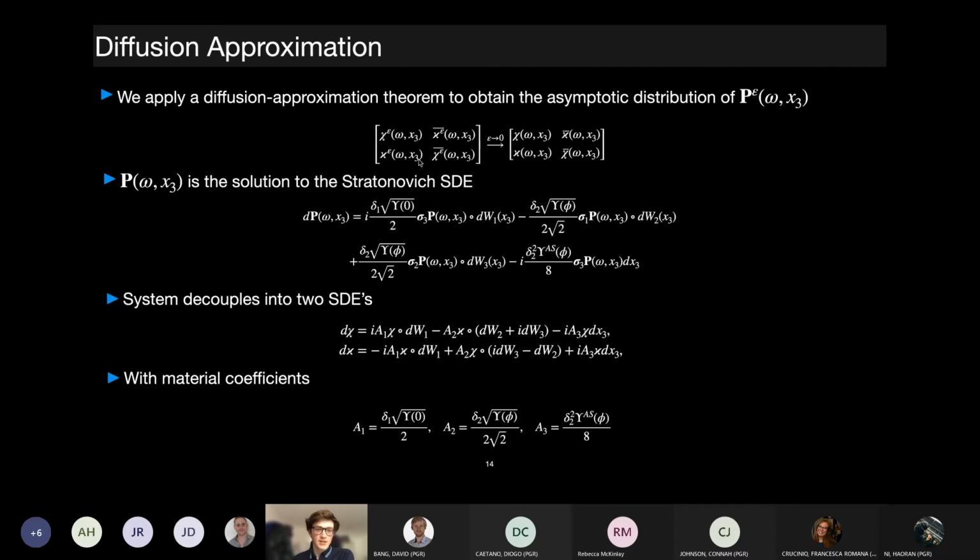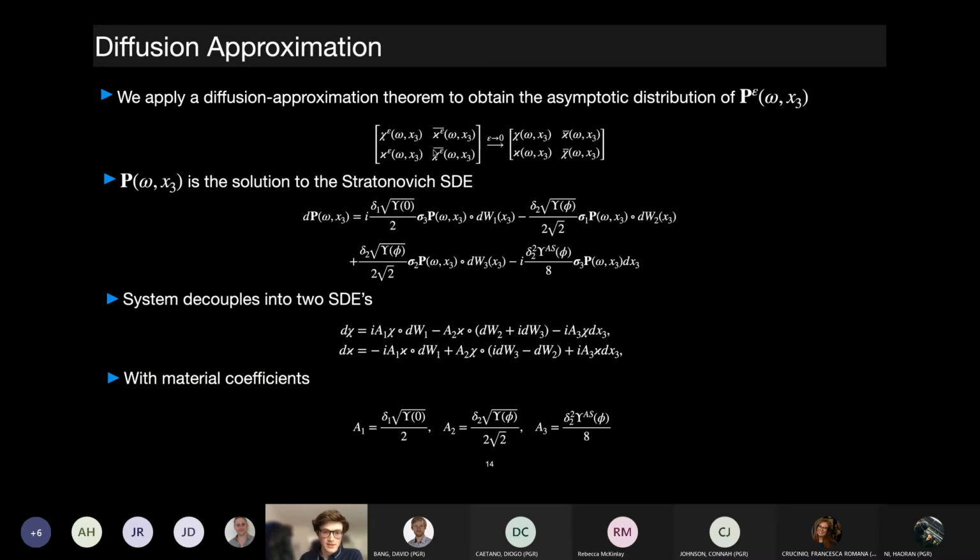So once we have that equation, then for the propagator matrix, we use the diffusion approximation theorem to solve this thing, and we basically end up with this Stratonovich SDE. So we want to kind of solve for this P here, and we'll basically be able to access the statistics of the propagator matrix. So this will give us access to the reflected, transmitted energy, etc.